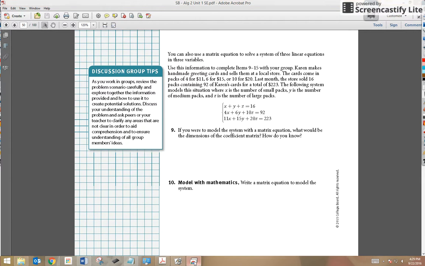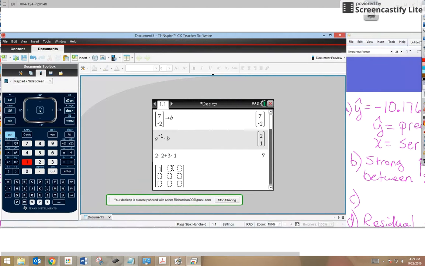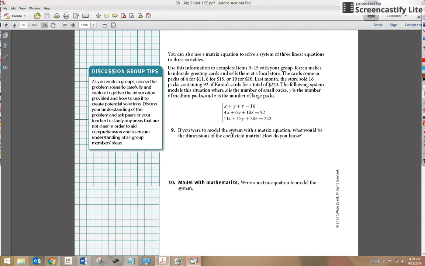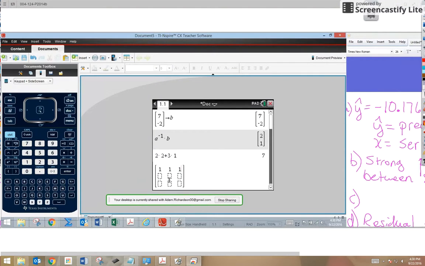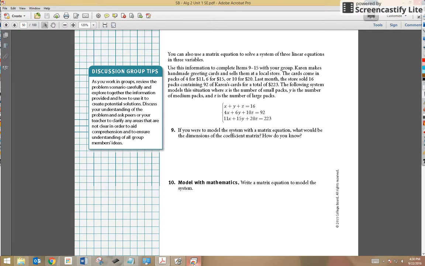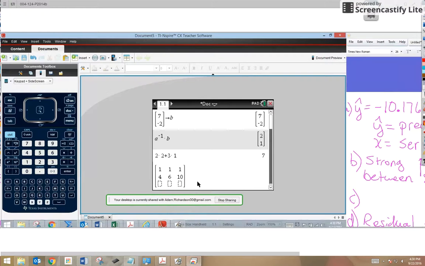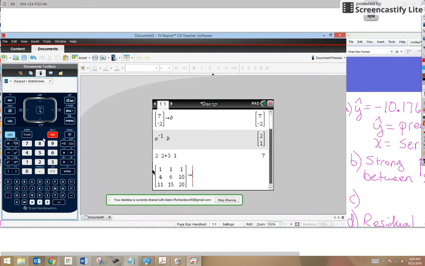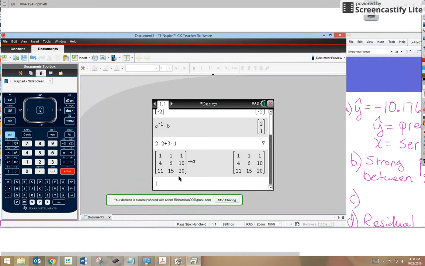I've got 1, 1, 1 as my coefficients in that first equation. Looking at the coefficients in the second equation, 4, 6, and 10. And that third equation has variable coefficients of 11, 15, and 20. And so again, I'm going to store that as A. I could use any letter I chose here, but I'm just going to stick with A. So that's the coefficient matrix there.